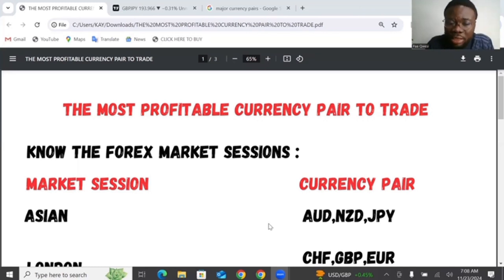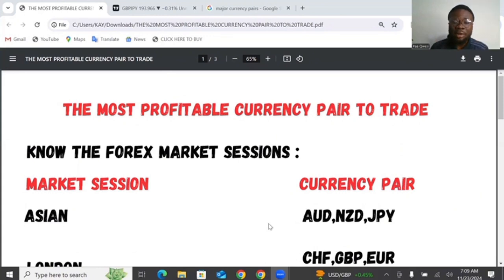So when it comes to selection of currencies, what are the things you need to factor into consideration before you land on a currency pair that is going to be good for your strategy or your system? First of all, you need to know the market sessions. It is very important for you to understand the various market sessions. What are the major market sessions in the forex market? We have the London session, the New York session, and the Asian session.